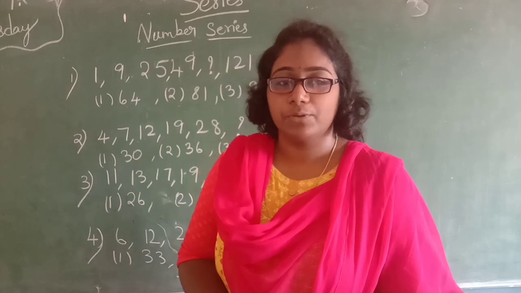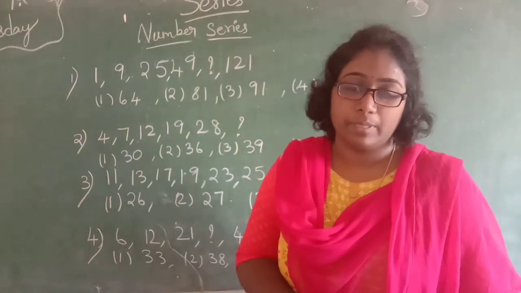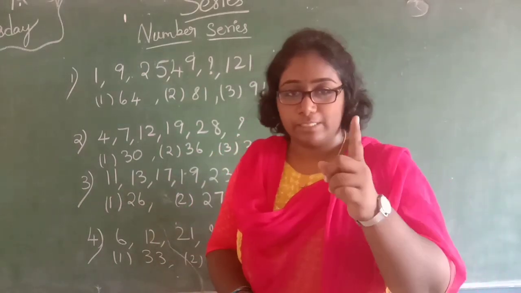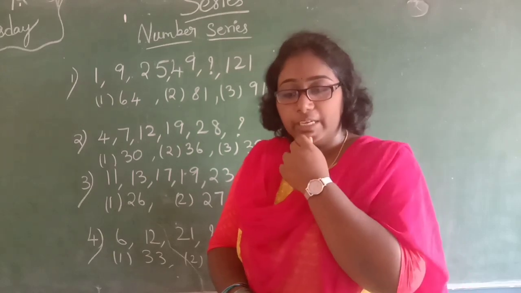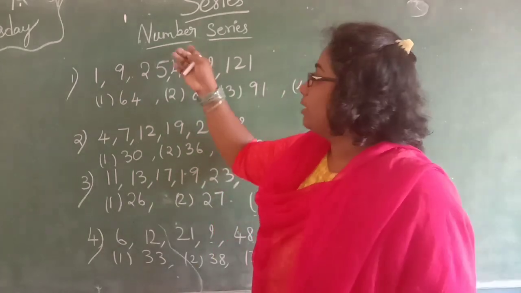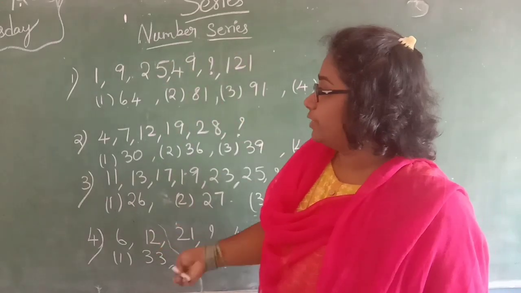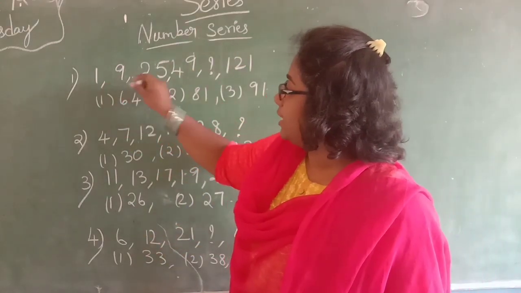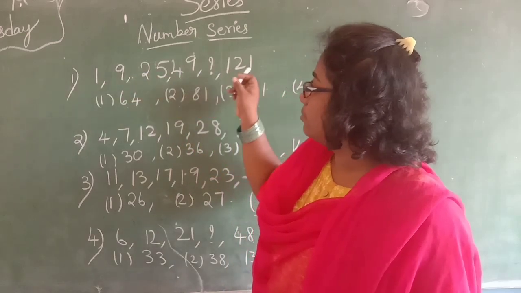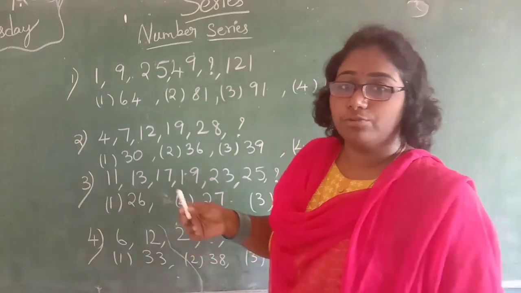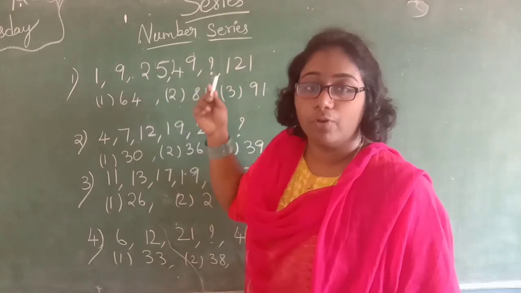So today we are going to deal with the series. Now in that there is a number series, the first topic. I have explained 4 types of series. In that, number series is the first one and I have taken a few examples here. The first one is 1, 9, 25, 49, question mark and 121. So you need to know what comes after 49.